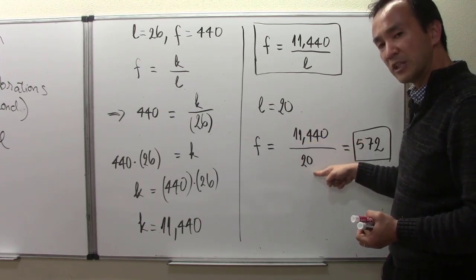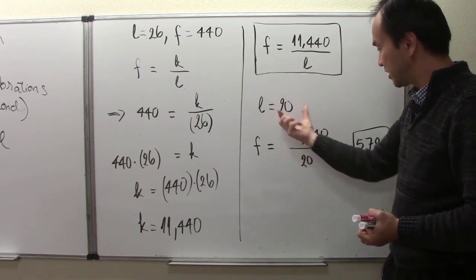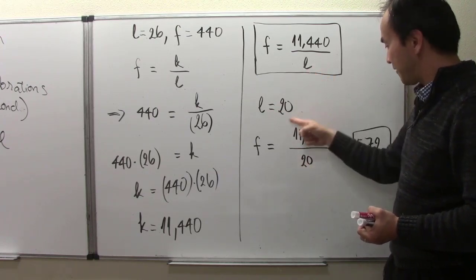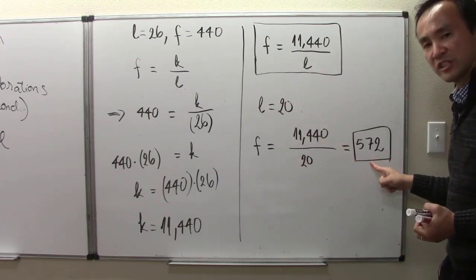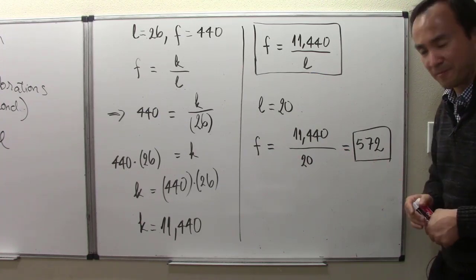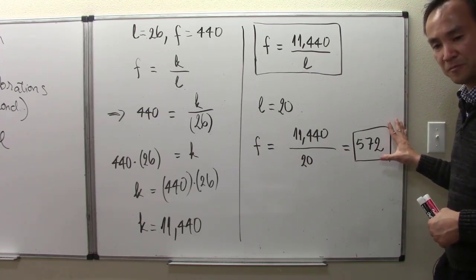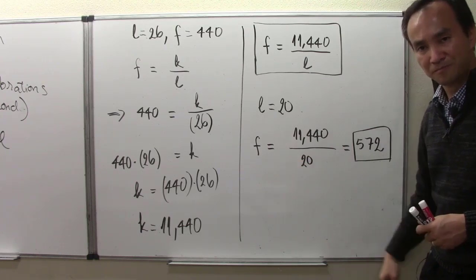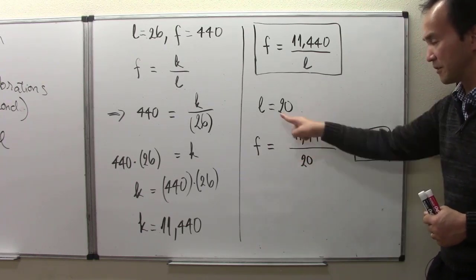So that's how I had 11,440 divided by 20, because this 20 was substituted for L. And that final calculation came out with 572 vibrations per second. That's how I found the value for the dependent variable based on the given value for the main variable.